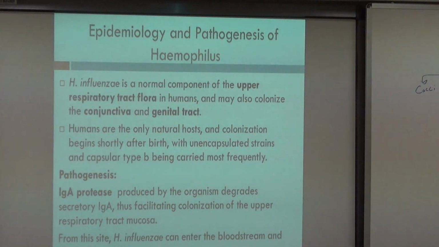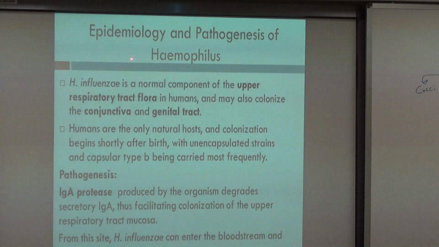The immunoglobulin A protease enzyme produced by Haemophilus influenzae is the virulence factor that destroys immunoglobulin A. So the end result is that immunoglobulin A will be finished and dysfunctional, so the organism can colonize easily and lead to some infections at the sites and the upper respiratory tract mucosa.